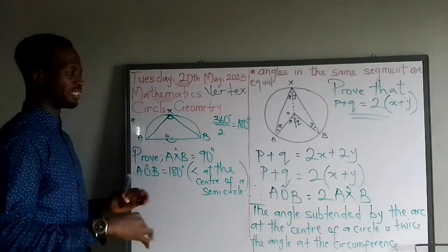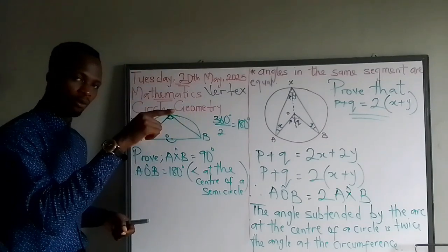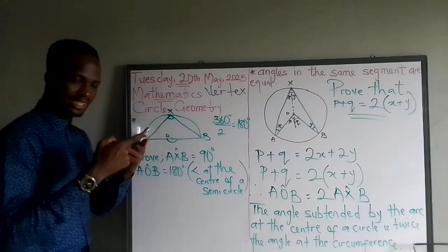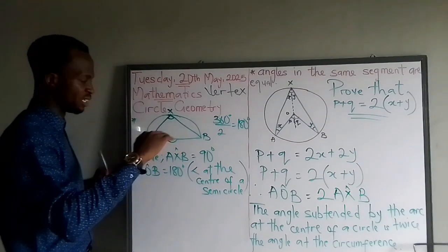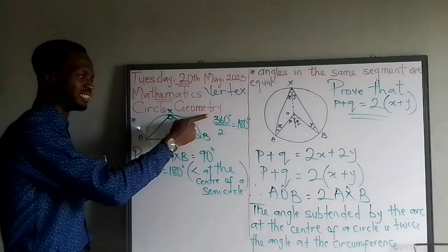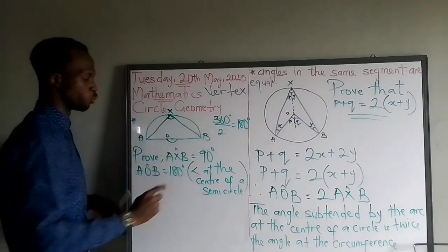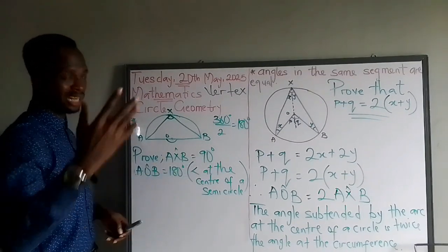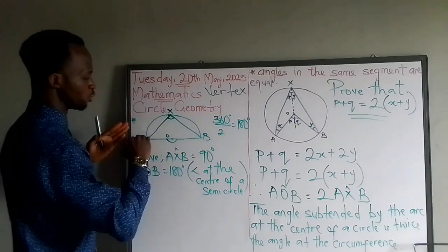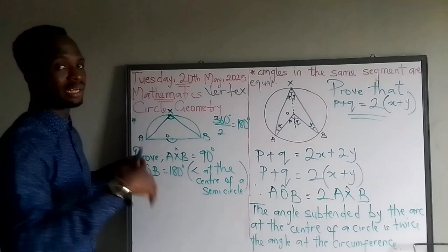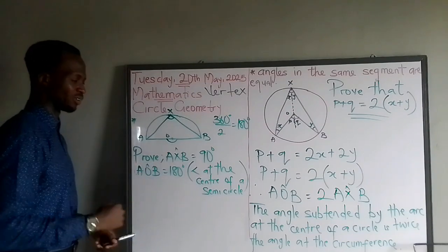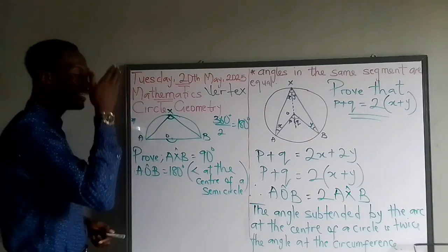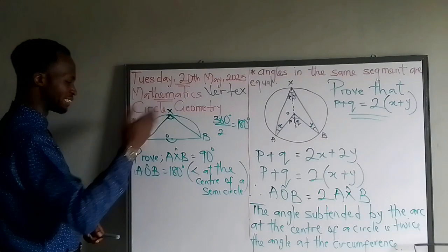I just explained that all the angles converge at the point, and the sum of angles at the point is 360 degrees. That's in a circle. Now we have half of a circle. That's 360 divided by 2, which is 180. So AOB is 180 degrees. Another reason could be that this is angles on a straight line. Angle on a straight line is 180 degrees. That's another reason.